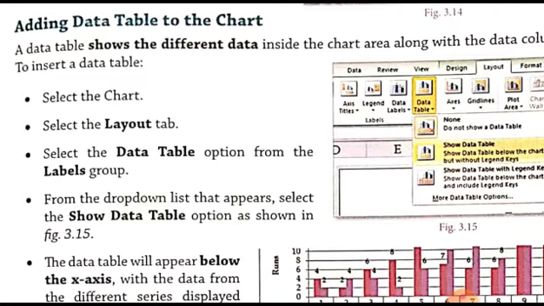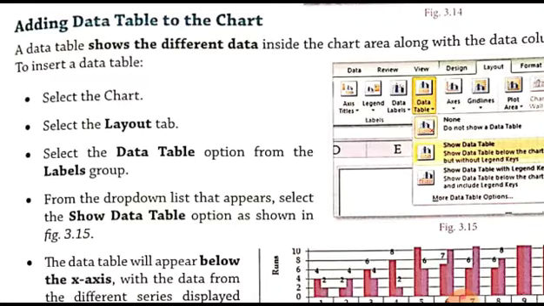First of all, select the chart where you want to insert it, then select the layout tab. Why are we selecting the layout tab? Because all these options are available in the layout tab. Then go to the labels group, and this time what option do you have to choose? We have to choose the data table option. Previously you were choosing the legend option, now we are choosing the data table option.